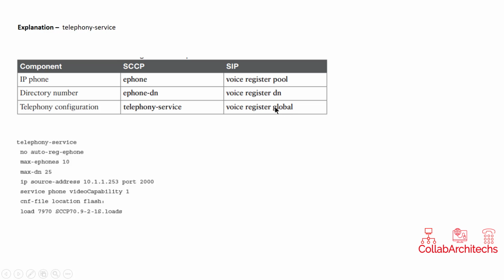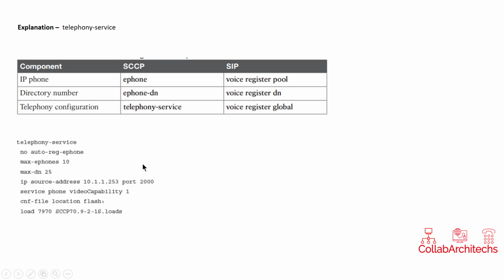Under the voice register global, you need to define a lot of commands to configure the SIP Cisco IP phones. So in our question, the important commands are max ePhones, max DN, and the IP source address. These three are the commands, and this should be the answer to that question.